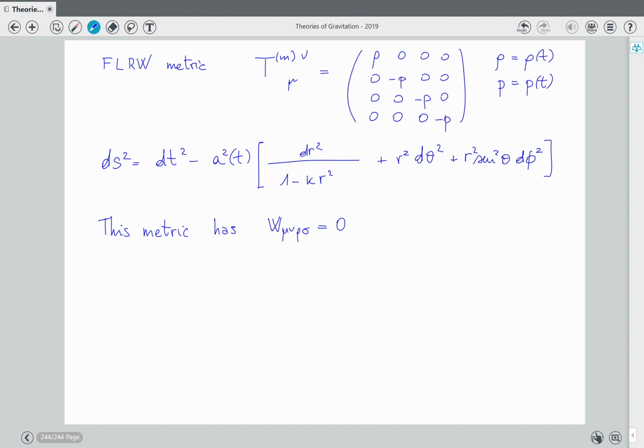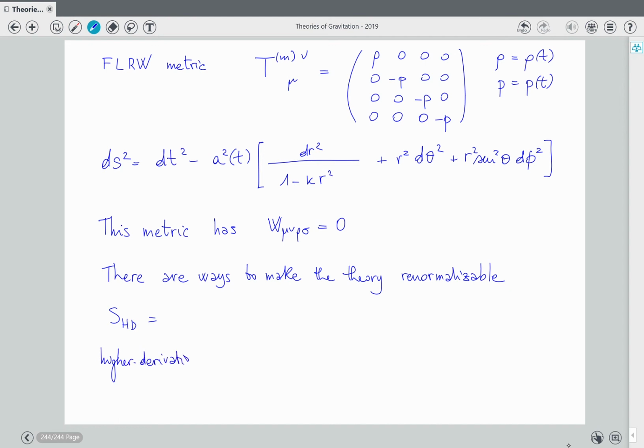There are ways to make the theory renormalizable. And the simplest example is this theory, which is called higher derivative quantum gravity.